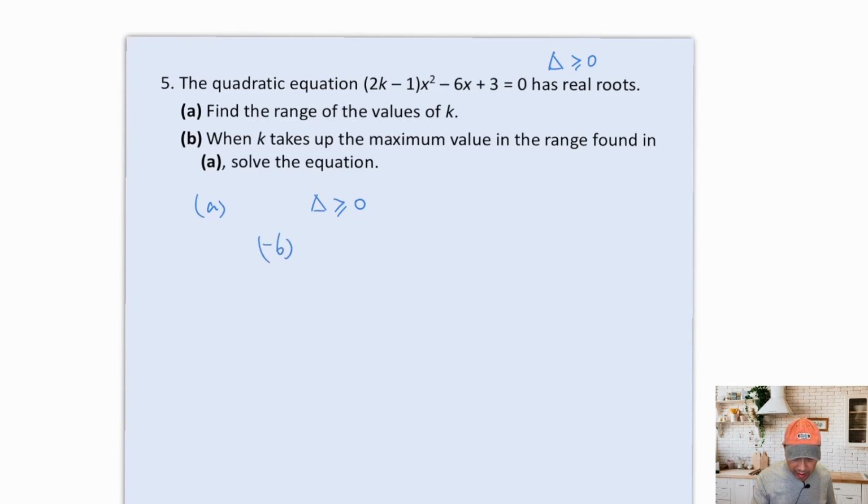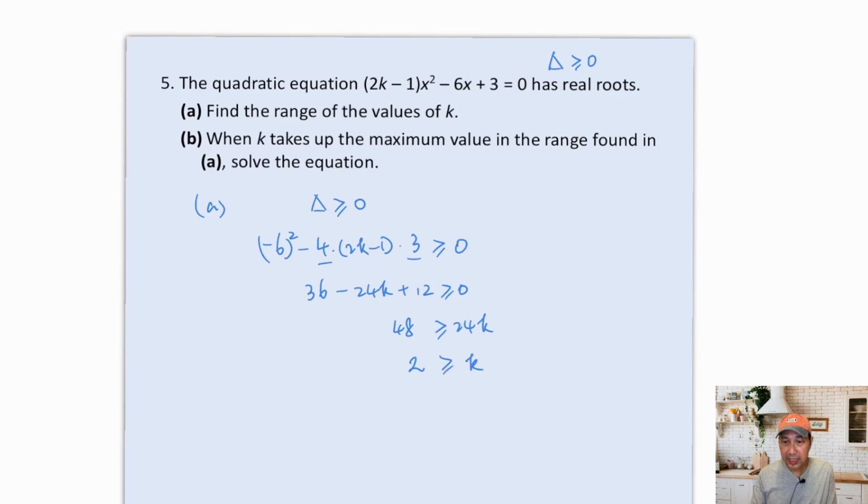So negative 6 squared minus 4 times 2k minus 1 times 3 is bigger than or equal to 0. Okay, 36 minus, combine these two numbers to be 12, so 24k, minus, should be positive 12, bigger than or equal to 0. Move 24k to the right hand side, 48. So 2 should be bigger than or equal to k. Usually we put the unknown on the left hand side, so k is less than or equal to 2.